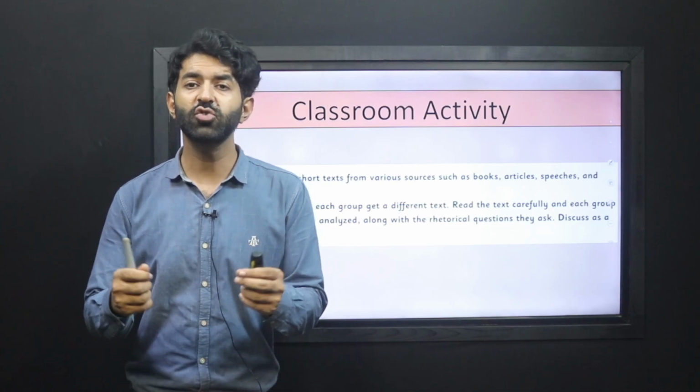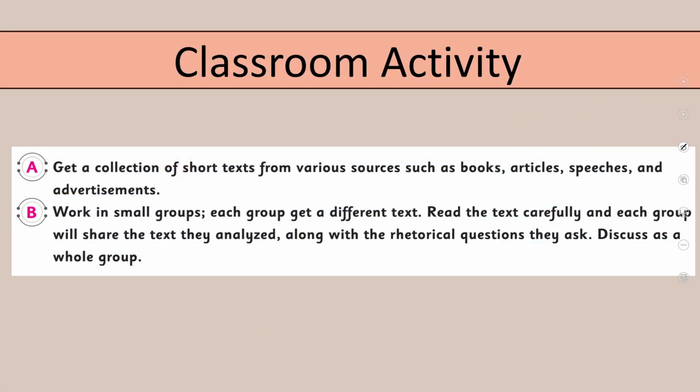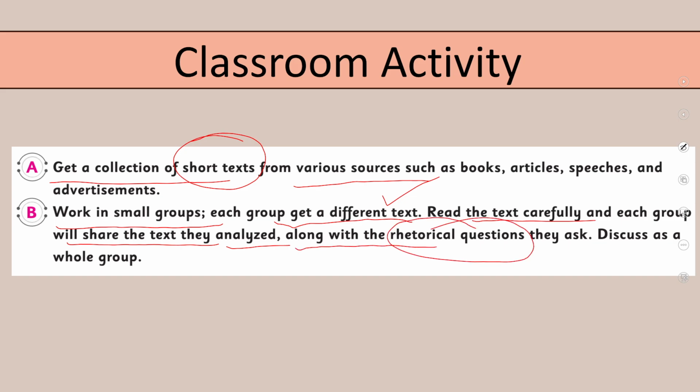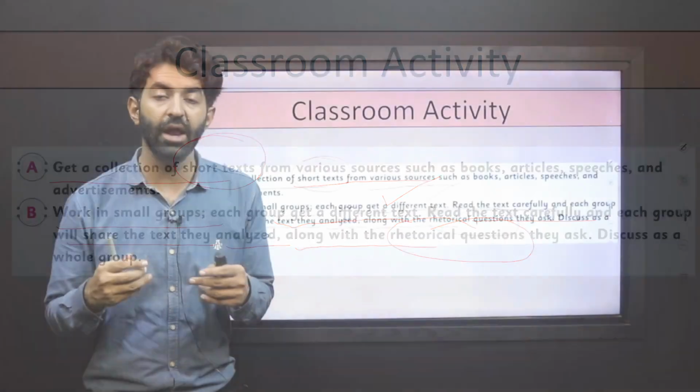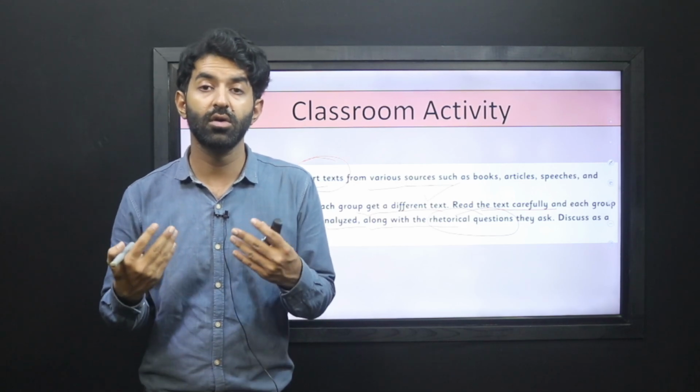Now, for the classroom activity, students, since we are talking about oral competency, you are going to collect some short text from various sources, and you have to work in small groups. You will be given different text. You read the text carefully, and each group will share the text they analyzed along with the rhetorical questions they ask. So you will read something, and when you want to discuss the text that you are given, then you will pose a rhetorical question.